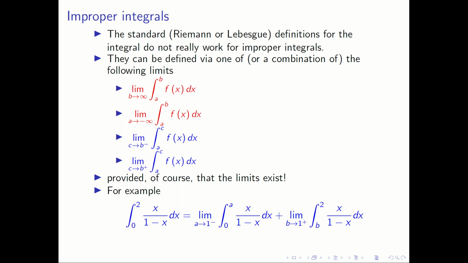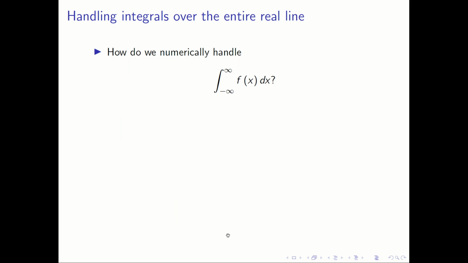Of course, the limit may very well not exist in this case, and in fact I'm pretty sure it doesn't. So in this case the improper integral may not exist. But whether they exist or not, unfortunately taking limits is not really what you can do in a numerical computation. So how do we numerically handle things like this?